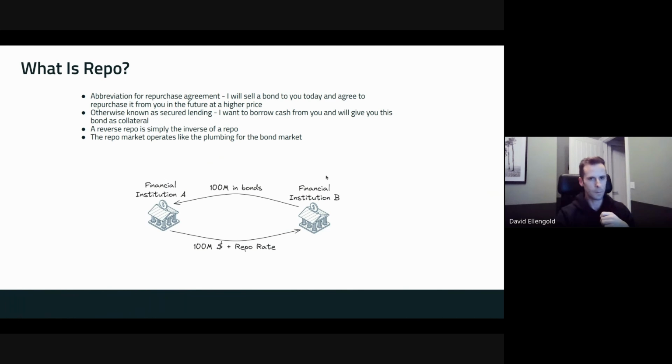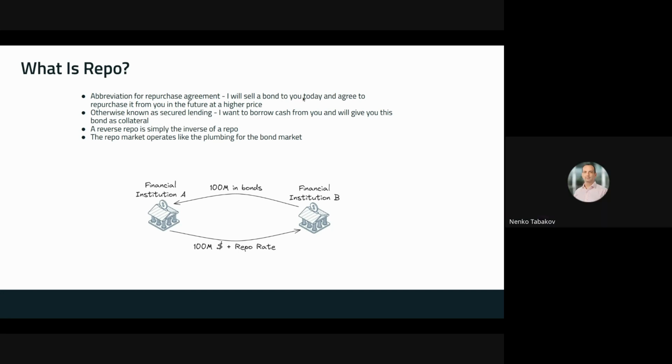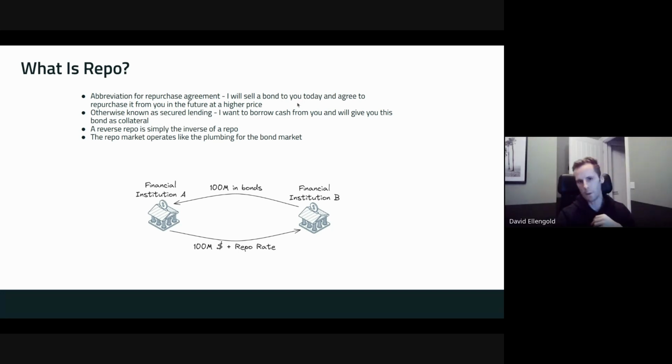First question: what is Repo? What is a repo? Where does that name come from? Well, it's an abbreviation for repurchase agreement, and we call it a repurchase agreement because someone is selling a bond, say today, and they're agreeing in advance that they're going to buy it back from that person in the future at a higher price. It doesn't have to be today, of course. It could be tomorrow or the next day or whatever. But basically, there's a start date and an end date. One side is selling, and then they're going to buy it back at a higher price. So that's why it's called repurchase agreement.